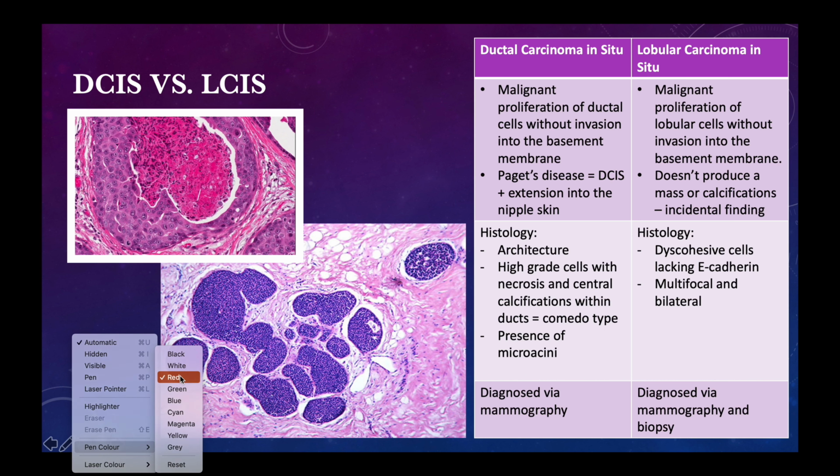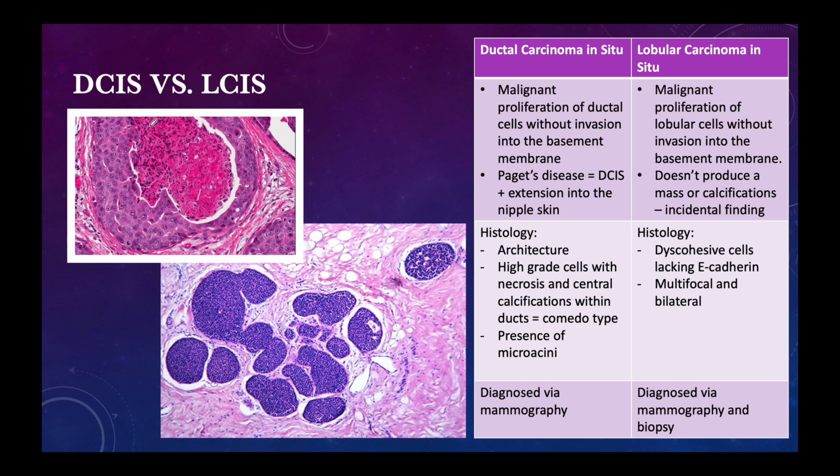Okay, let's use a red pen. So here, this is like a duct which develops like this. This is a duct. And then here is a nipple. If this proliferates like this, and it reaches the nipple, this is known as Paget's disease. So the ductal carcinoma in situ has basically spread through and extended all the way up to the nipple, and then it can actually spread along the nipple like this, okay? And that's what we call Paget's disease of the breast.